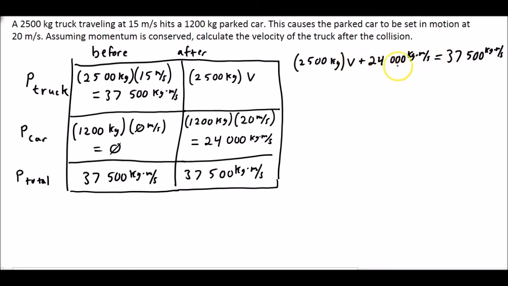We want to get this velocity by itself, so we're going to subtract 24,000 from both sides. And we get, because the units match up, of course, get that. And now we still need to get velocity by itself, so we're going to divide both sides by 2,500 kilograms.